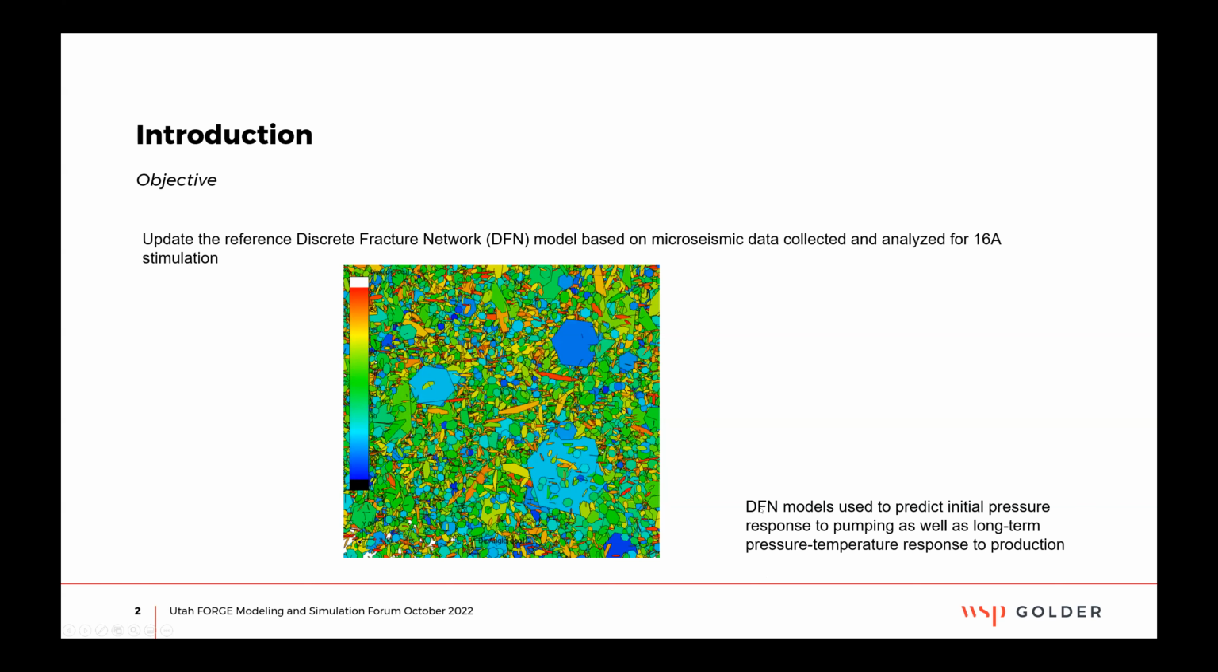And we found these DFN models are useful for modeling work if we want to predict initial pressure responses to pumping, or do long-term modeling of pressure and temperature responses to production. So it's valuable to have our best guess, our best representation of what these natural fractures and now new stimulated fractures are in the system.